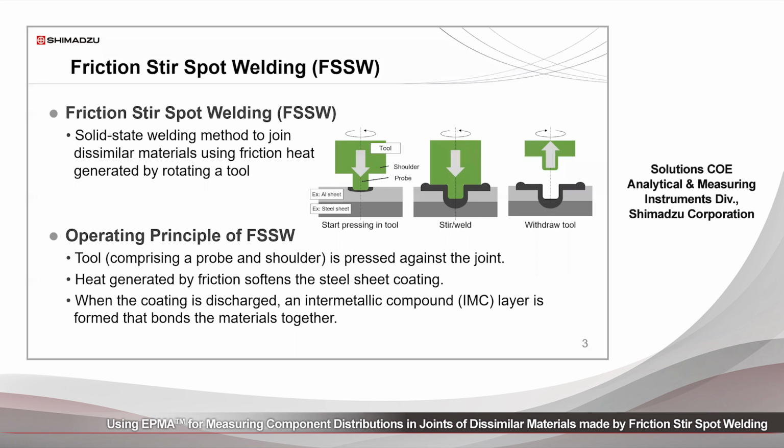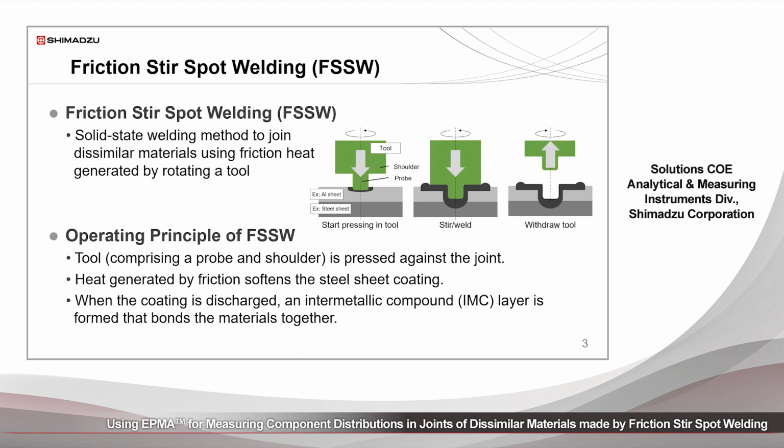First, what is friction stir spot welding? Friction stir spot welding is a solid state welding method used to join two dissimilar materials by using friction heat that is generated from a rotating tool. Pictured to the right is that rotational tool. It is composed of a shoulder and a probe.